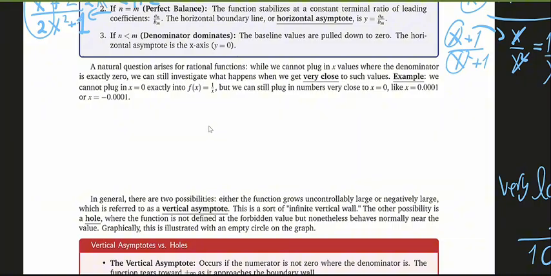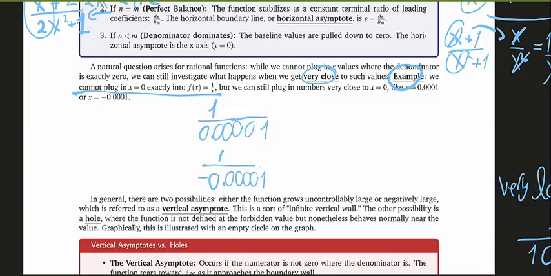For instance, take 1 over x. This is the example, and I'm getting very, very close to the problematic, the no-no point. I cannot plug in x equals 0 exactly into f of x equals 1 over x. I must not divide by 0 exactly. But what happens if I divide by something that's very, very close to 0? What happens when I do 1 divided by 0.00001? Or 1 divided by negative 0.00001? I can get close to the no-no point either from the positive direction or from the negative direction.